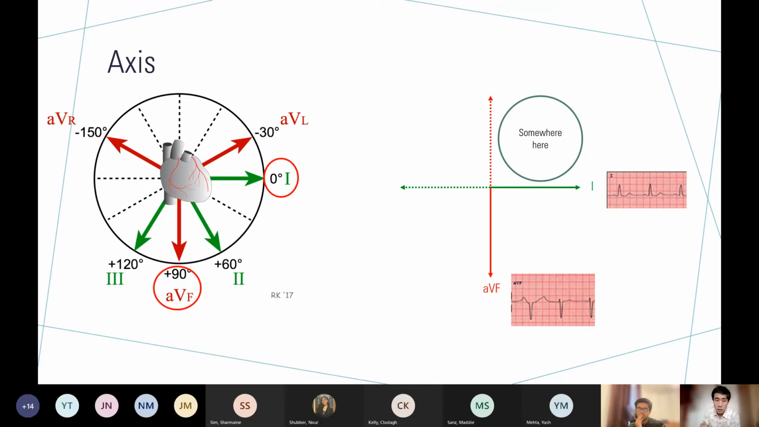Okay, so then you can look at lead 2. If it's broadly positive in lead 2, it's going to be within that -30. Okay, because if you look at the -30, that's perpendicular to lead 2. So lead 2, if it's positive, it's going to be within the normal axis. If it's negative, it's going to be in the other direction, so it's going to be left axis deviation.